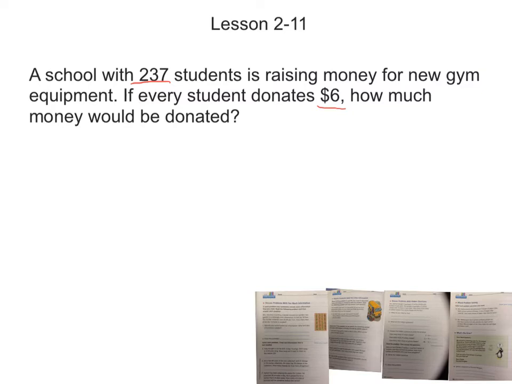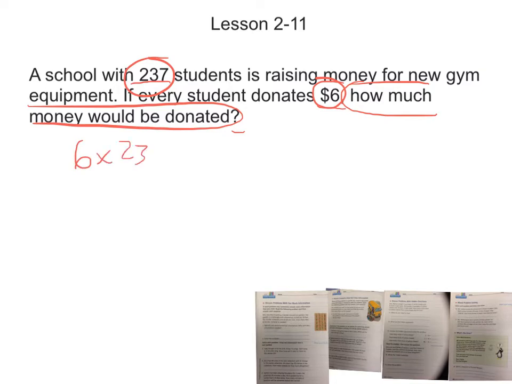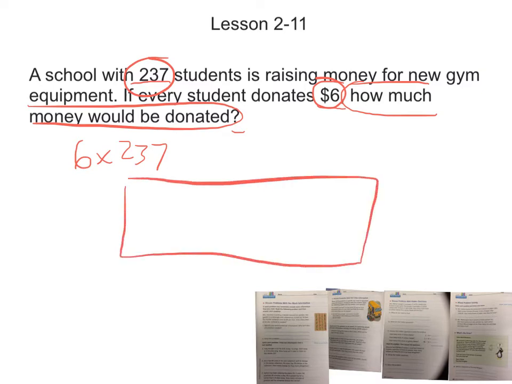So what question is the problem asking? Notice the question mark at the end, that's where the question is. So how much money would be donated? Okay, so we're looking for how much money, the total amount of money donated. So how can we figure out how much money was donated? Hopefully you all multiplied the amount donated by each student by the number of students. So the amount donated by each student times the number of students. So 6 times 237.